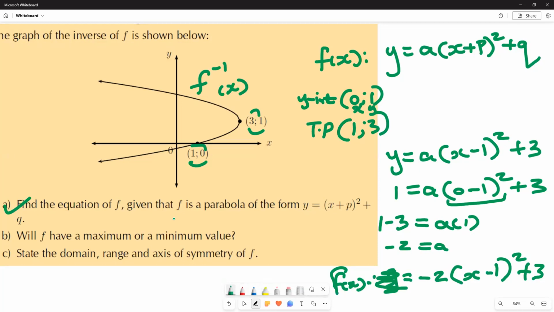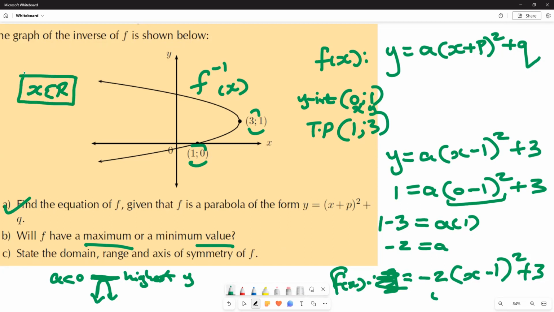Sharp. Then will the graph have a maximum or a minimum? Remember, a is less than 0, which is negative 2. So it means the graph is facing down, which means this is the highest possible y value, right? So it's going to have a maximum value. Sharp. Then they say state the domain, range and axis of symmetry of f. Okay. Remember, f is a parabola. It's a normal parabola in the turning point form. So the domain will be x is an element of the real numbers. That is your domain.